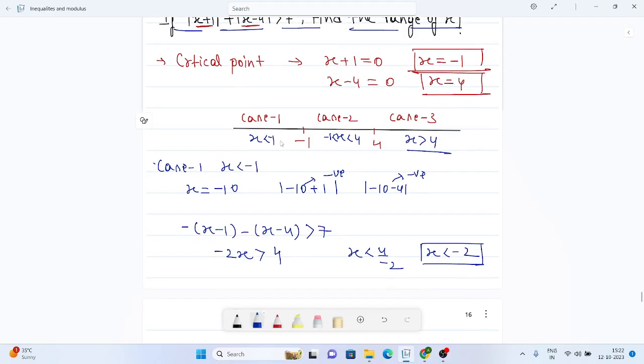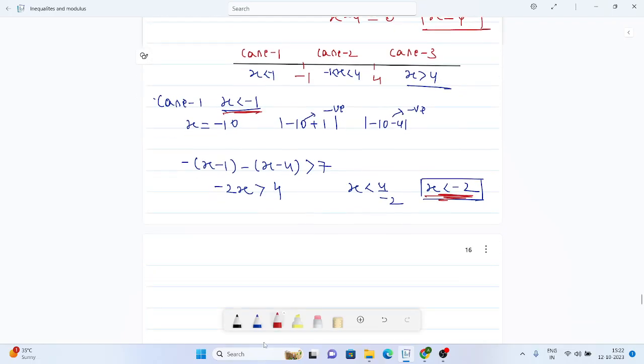Now combine these two solutions: x is less than minus 1 and x is less than minus 2. What is the common solution? When x is less than minus 2, it is automatically less than minus 1. So the common solution is x less than minus 2.